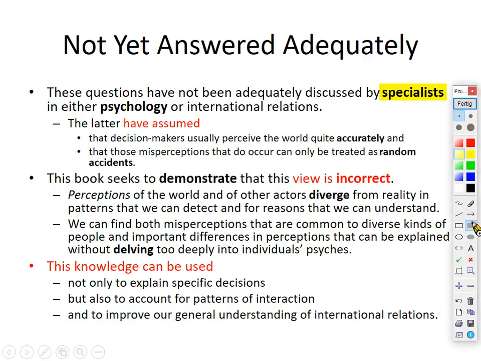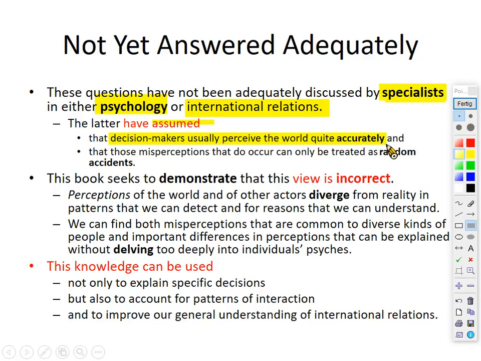So we know that specialists in either psychology or international relations do not have very good answers to this. Let's look at us. I can at least call myself a semi-specialist in international relations, right? I always assumed that decision makers usually perceive the world quite accurately. I assume they are smart, highly intelligent people, right? They have been through the Ivy League in the United States. In Taiwan, we have National Taiwan University, and we have been trained through the elite educational system. So they must be better than ordinary people, right? So they should make good decisions for us.